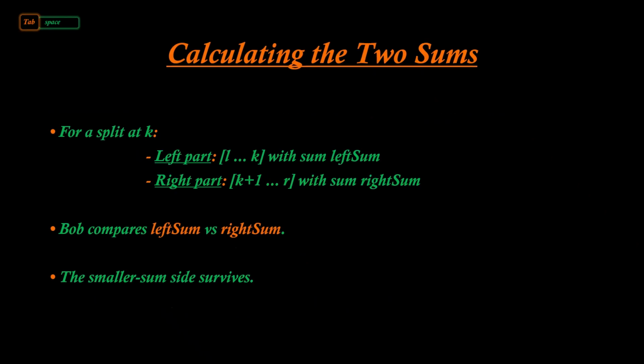For a particular split at position k, we need two quantities. The first is the sum of the left interval from L through k. The second is the sum of the right interval from k+1 through R. Let's call them left sum and right sum. Bob compares these two values. If the left sum is smaller, the left side survives. If the right sum is smaller, the right side survives. And if both are equal, Alice gets to decide which side survives. So the entire DP transition is determined by this comparison.